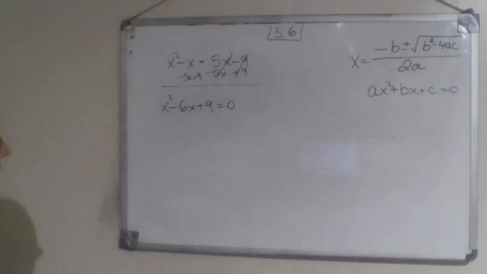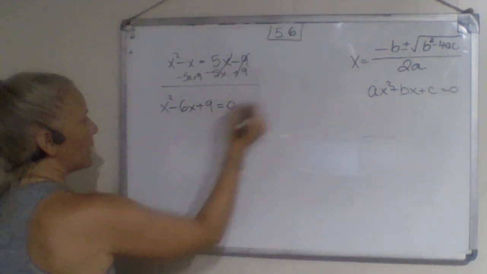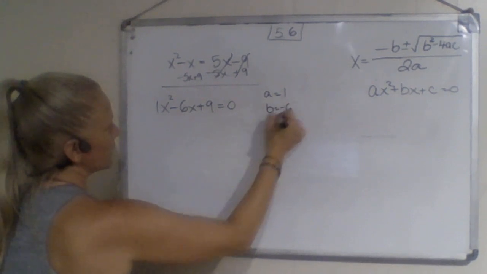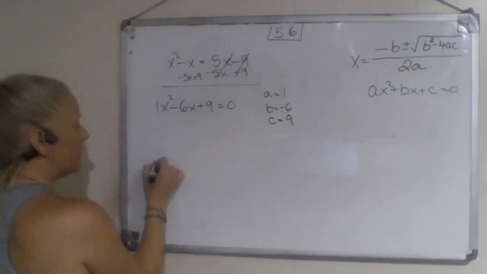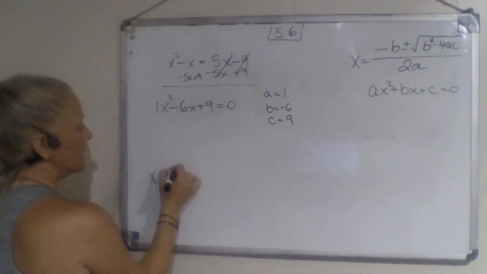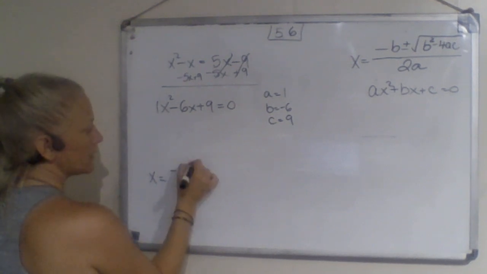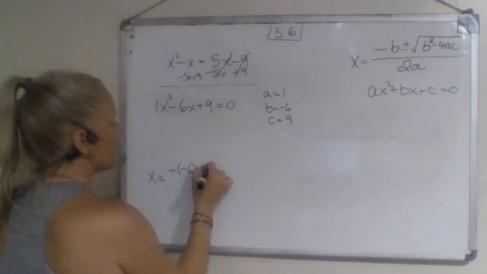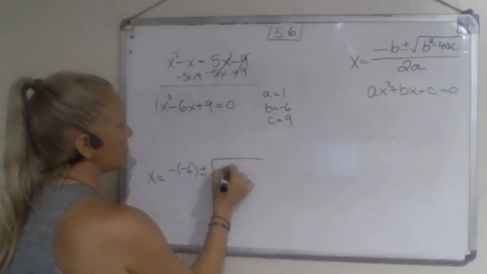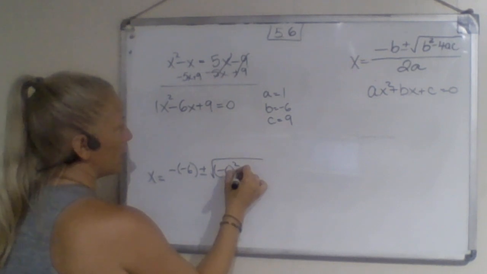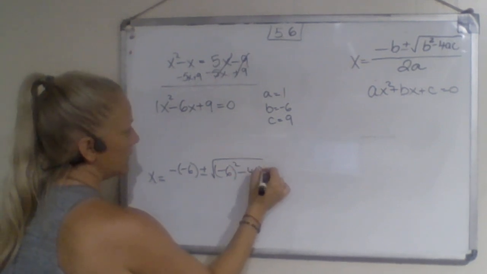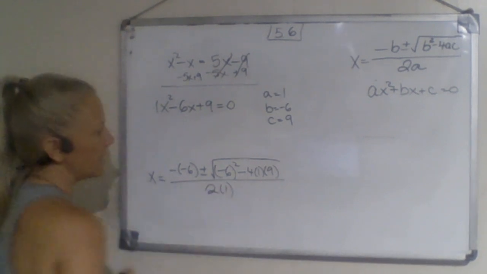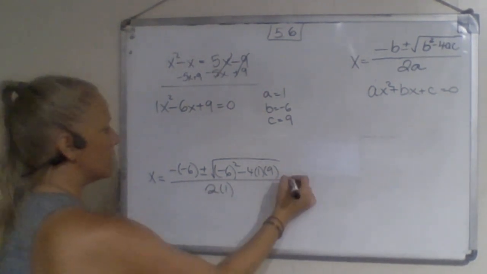We're going to do the quadratic. A equals 1, there's nothing. B equals negative 6. C equals 9. Let's go ahead and do this. x equals negative 6, because it's negative b. That negative is not this negative. Plus or minus the square root of negative 6 squared minus 4 times 1 times 9, all over 2 times 1, because a is 1. Let's go ahead and solve this.